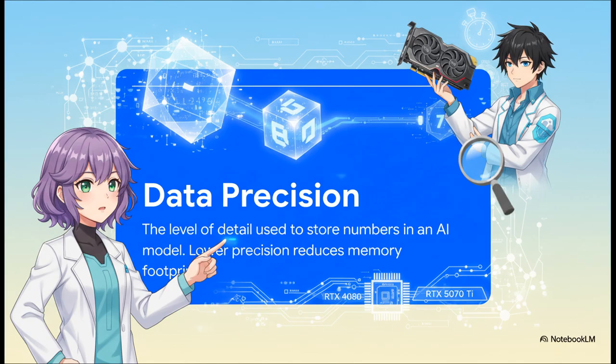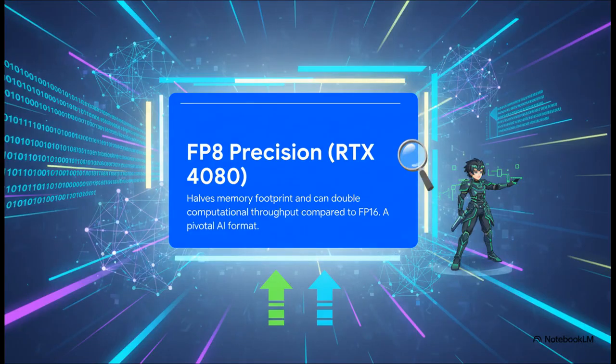Lower precision is like that shorthand. You use less detail to store the numbers in a model, which makes it way smaller and often a whole lot faster to process. It's a trade-off, but a really powerful one. Now, the RTX 4080 was already a monster of a card, and a big reason for that was its support for what's called FP8 precision. This was a huge deal. It basically cut the memory needed in half compared to the old standard, FP16, and could often double your processing speed. For its time, FP8 was a total game changer for anyone working with AI.